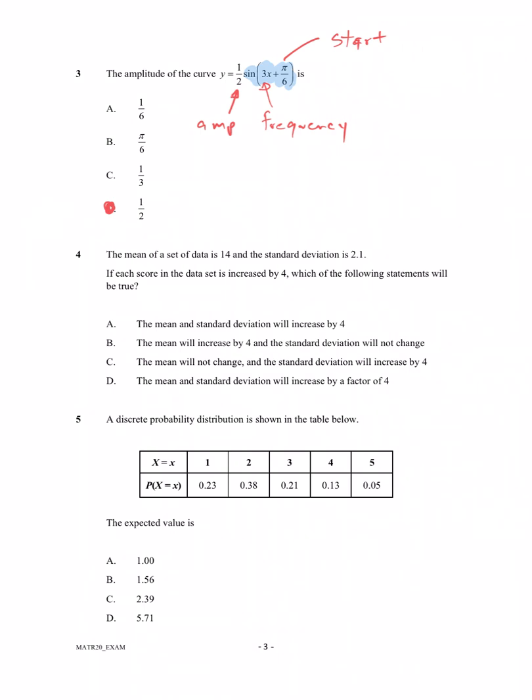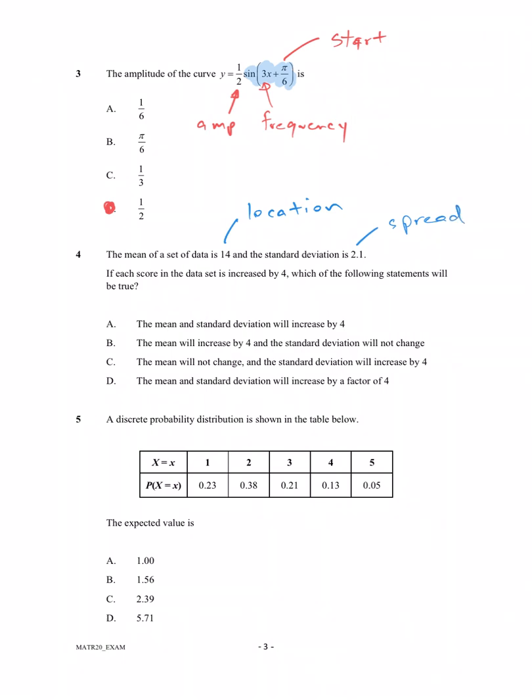Question 4 gives me a mean of 14 and a standard deviation of 2.1. Now I'm going to increase each of these scores by 4. What's going to happen here? Well, my mean tells me about my location. It's a measure of central tendency. My standard deviation tells me about spread.